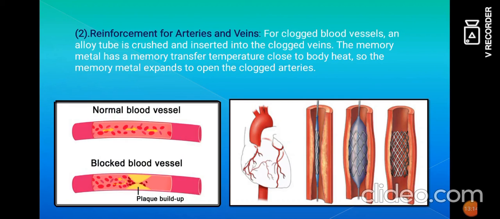Second application, reinforcement for arteries and veins. For clogged blood vessels, an alloy tube is crushed and inserted into the clogged veins. The memory metal has a memory transfer temperature close to body heat, so the memory metal expands to open the clogged arteries as shown in the figure.